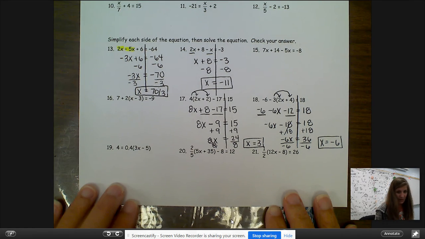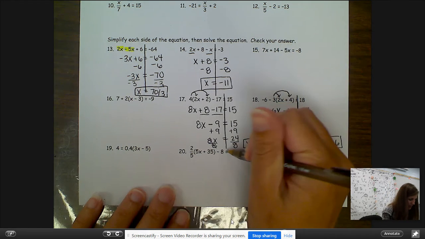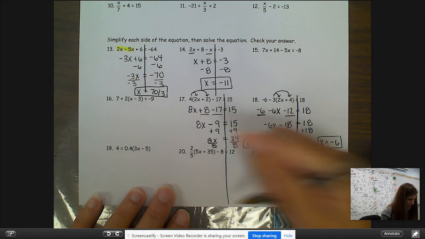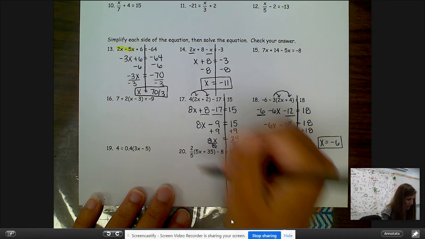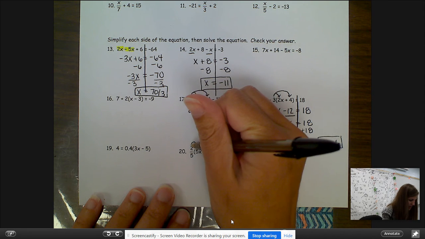Okay. Not doing that decimal. Gross. But I will do these two. So I put in my sides. And on the left-hand side, I notice I have a lot to do. I have to distribute that 2 fifths.